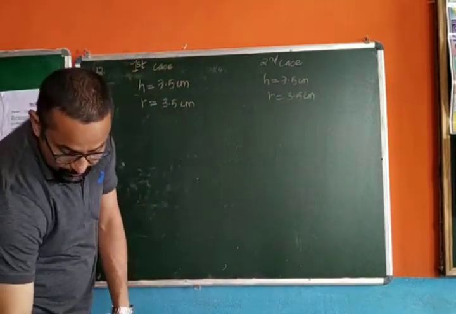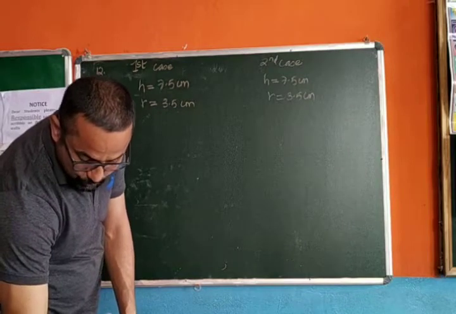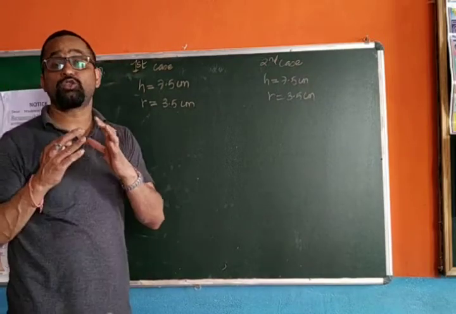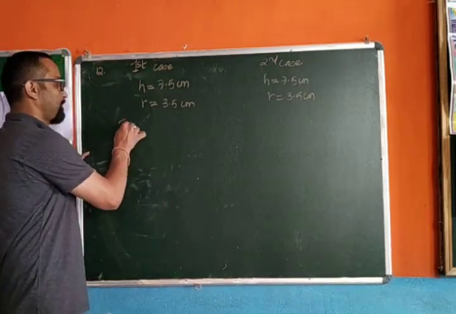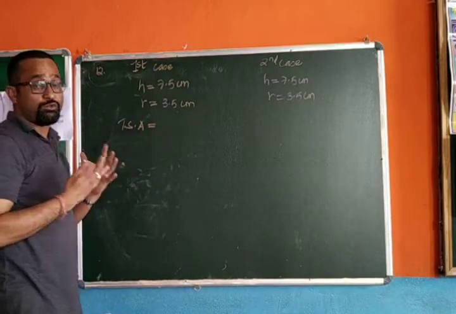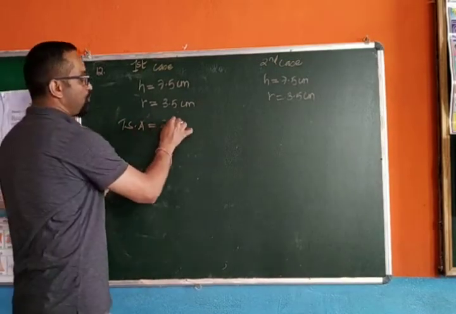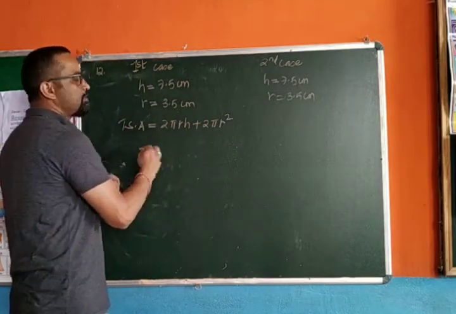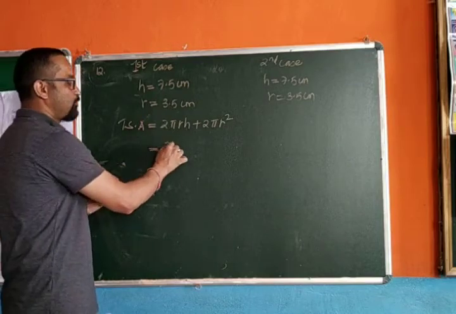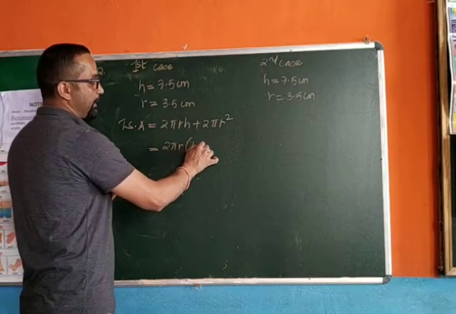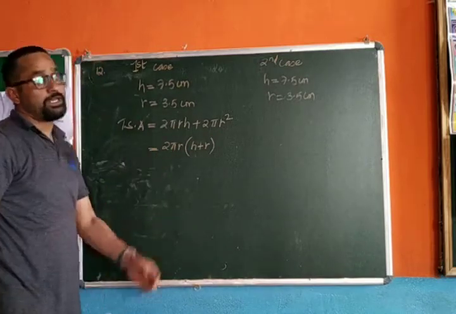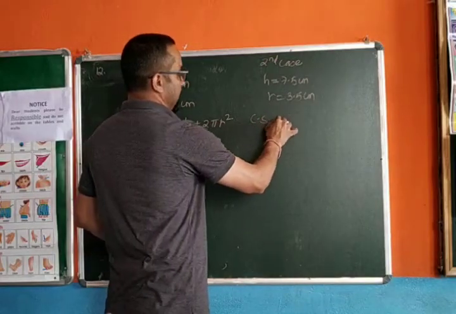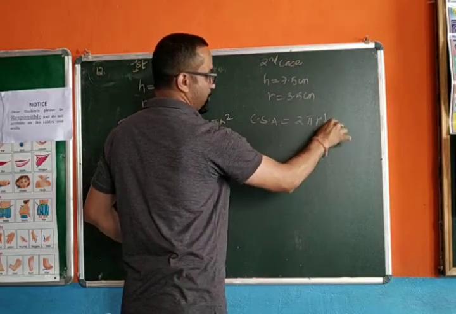Question says that find the ratio of total surface area to curved surface area. So in first case you calculate total surface area. Total surface area, you have to write down the formula. 2 pi rh plus 2 pi r squared. Simplify this mathematical formula. Take 2 pi r common, you get h plus r. Leave it like this. You should not be substituting the value. Curved surface area 2 pi rh.